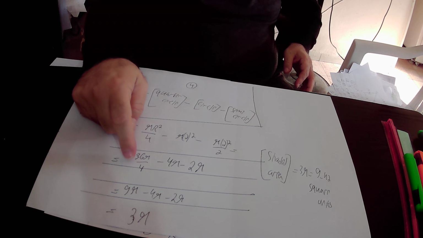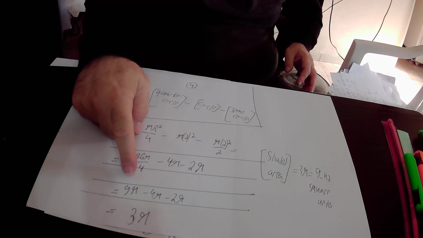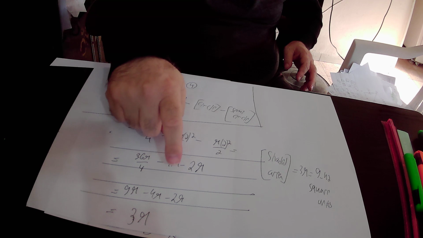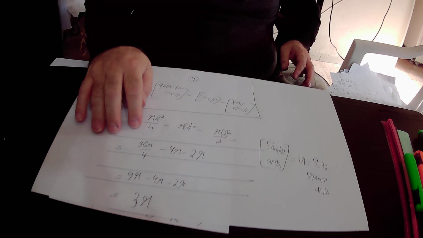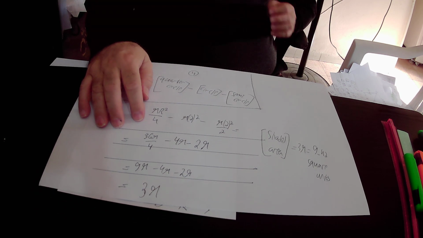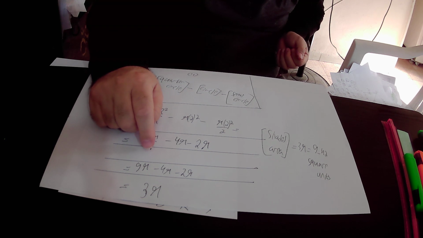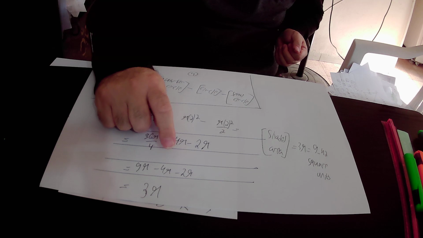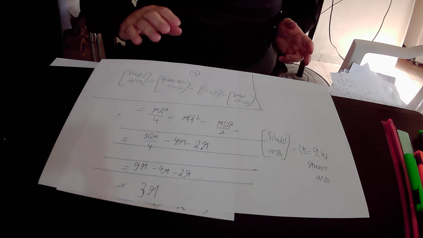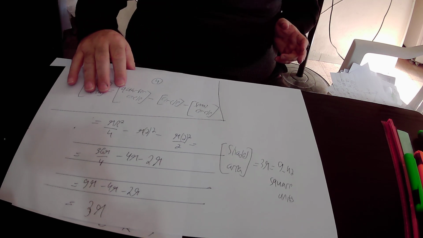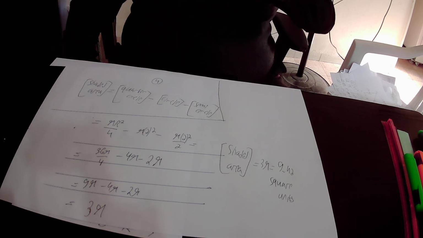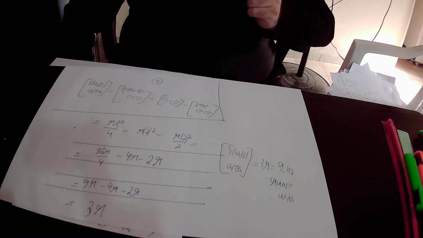Here, 36 over 4 is 9, so in total this expression equals 9 pi, that is the area of the quarter circle, minus the area of the circle, that is 4 pi, minus the area of the semicircle, that is 2 pi. So 9 pi minus 4 pi is 5 pi, and 5 pi minus 2 pi is 3 pi. So in conclusion, we found out that the value of the shaded area equals 3 pi square units, or in terms of numbers, it is equal to 9.42 units.